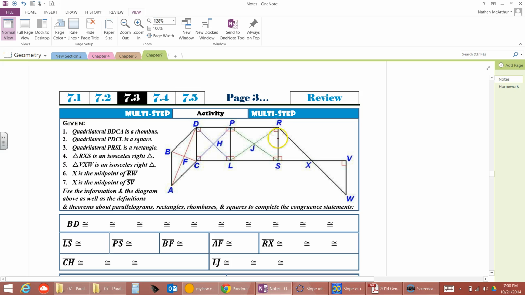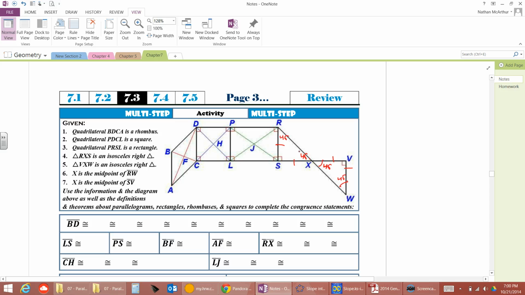It says that RXS is an isosceles right triangle. That means that these angles here are 45 and 45. It also says that this is isosceles. Well, this is a vertical angle, so I know this is 45, and I know this is 45. That's just what it means to be isosceles and a right triangle. By being isosceles, we know that these two segments are congruent, right? We know isosceles triangle sides are the same.